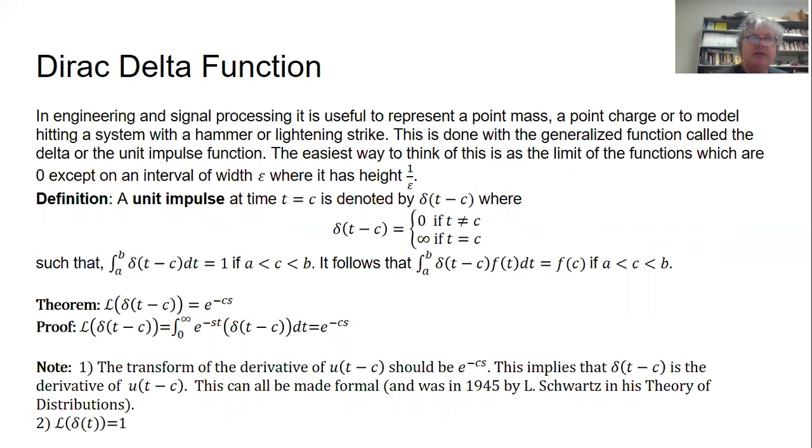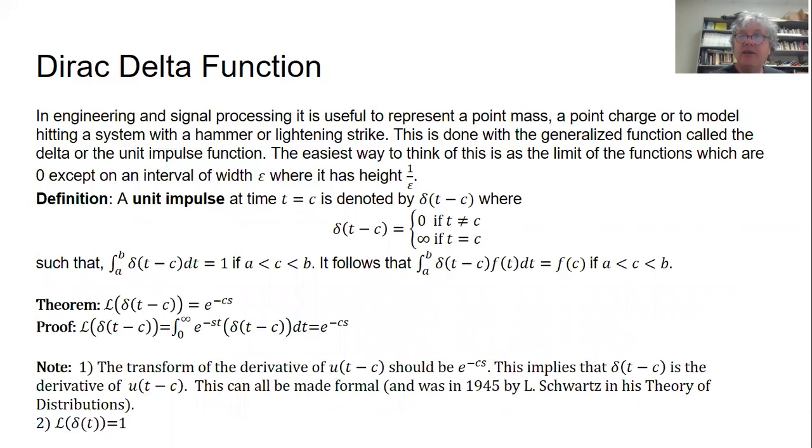And so the delta function is also known as the unit impulse function. And so the easiest way to think of this is you've got a sequence of functions indexed by epsilon. There's 0 everywhere except on some interval they have width epsilon and height 1 over epsilon. So the integral of that is going to be 1, right? Because you've got a rectangle. And then you take the limit of that as epsilon goes to 0.